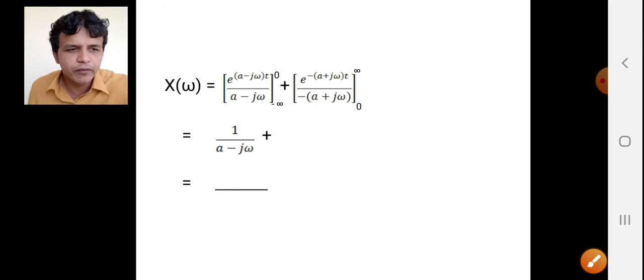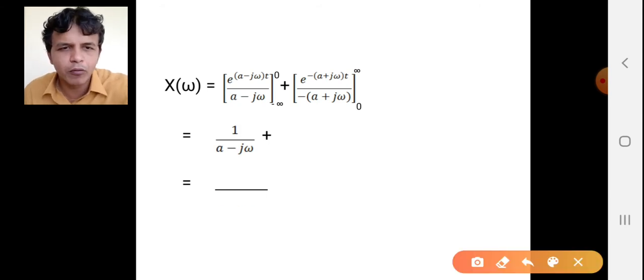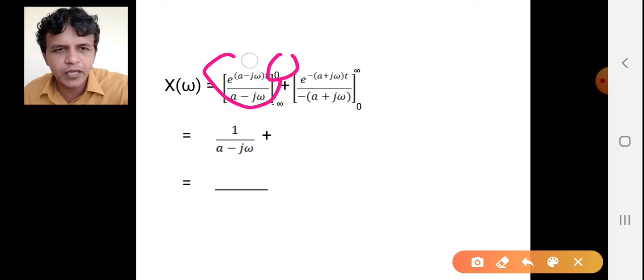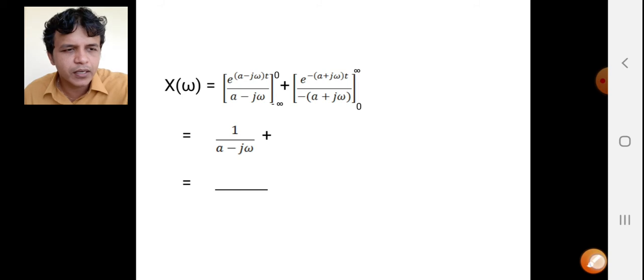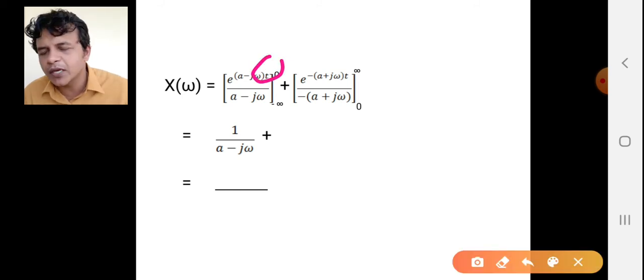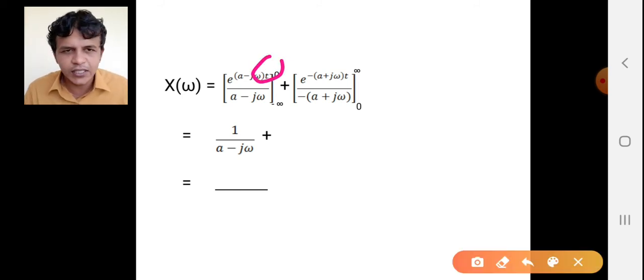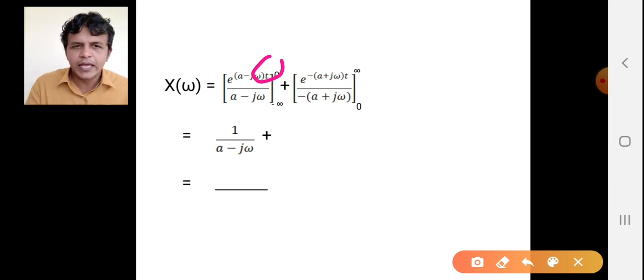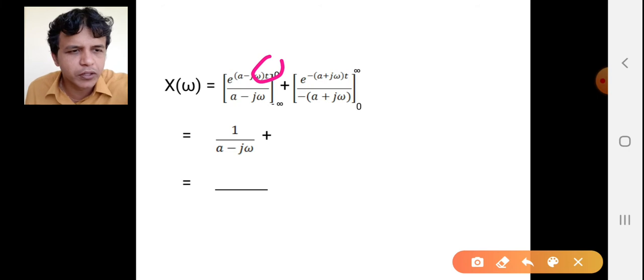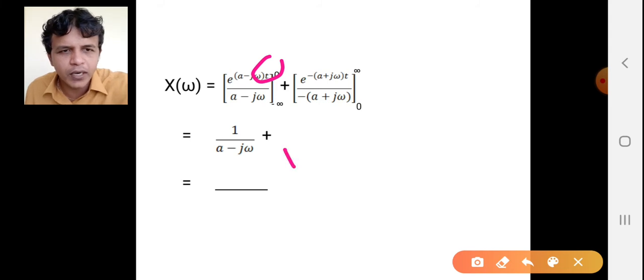Here when we apply the upper limit we will be getting 1 divided by (a minus j omega). Let me solve this. When we apply the upper limit 0 for this part of the equation, we have to apply 0 instead of t, because we have integrated with respect to t, so we replace t by the limits provided. E power (a minus j omega) into t becomes e power (a minus j omega) into 0, and that becomes e power 0. E power 0 is equal to 1, divided by (a minus j omega).